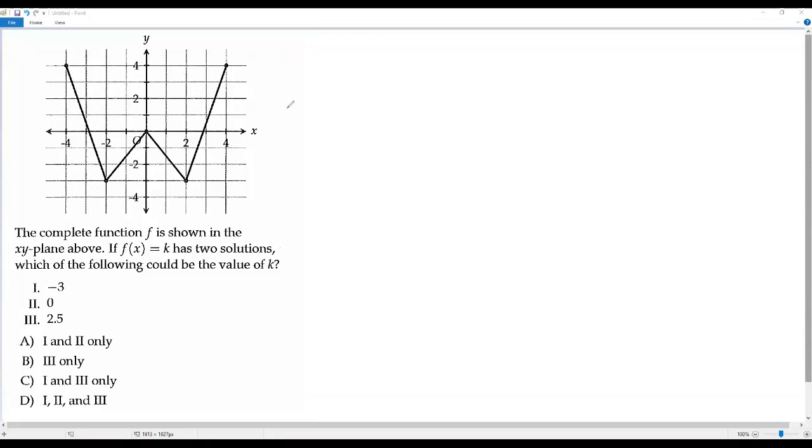Here we have a SAT math problem. Okay, let's go to the question. Here we have a graph on the xy plane. The complete function f is shown in the xy plane above. If f of x equals k has two solutions, which of the following could be the value of k?